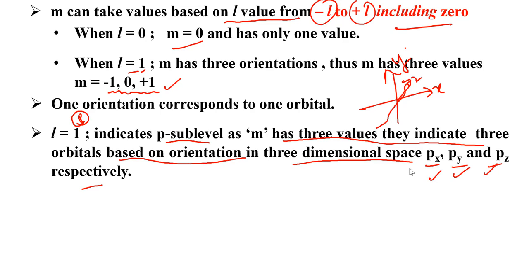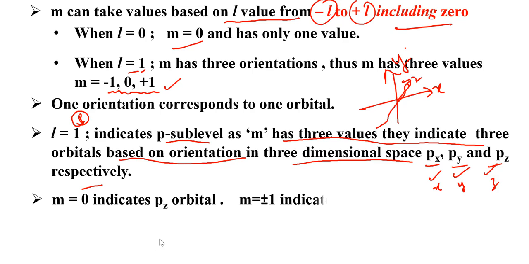Like that, 3 are there, that's why px, py, pz. If it is placed on the x axis, that is px. If it is placed on the y axis, py. If it is placed on the z axis, that is pz. So 3 possibilities are there. Okay, m equal to 0 indicates pz orbital. Generally, m equal to 0 means pz orbital. Then m equal to plus or minus 1 indicates px and py orbitals.